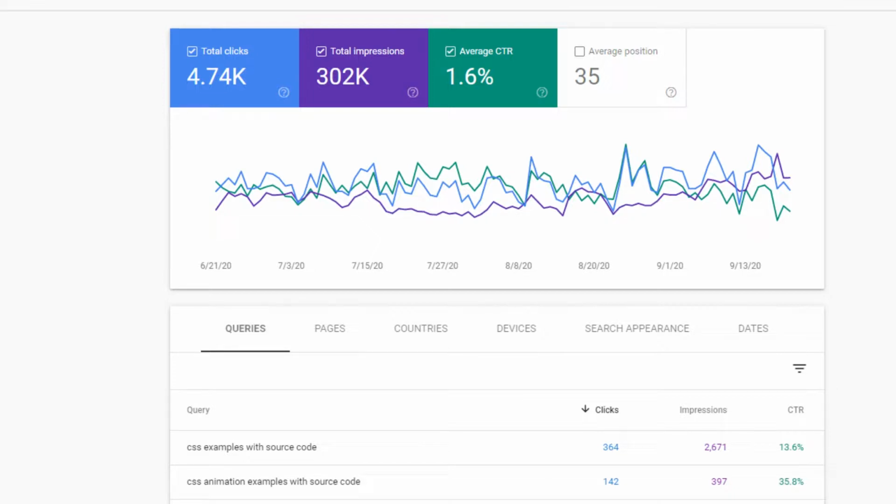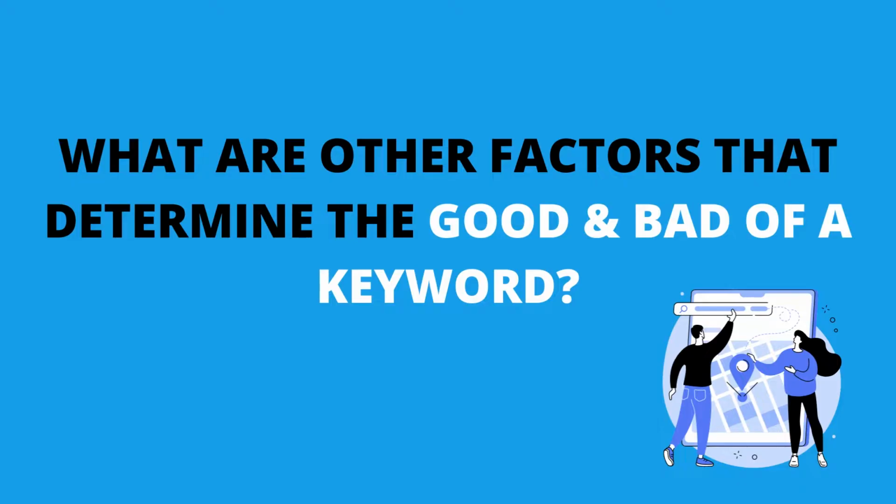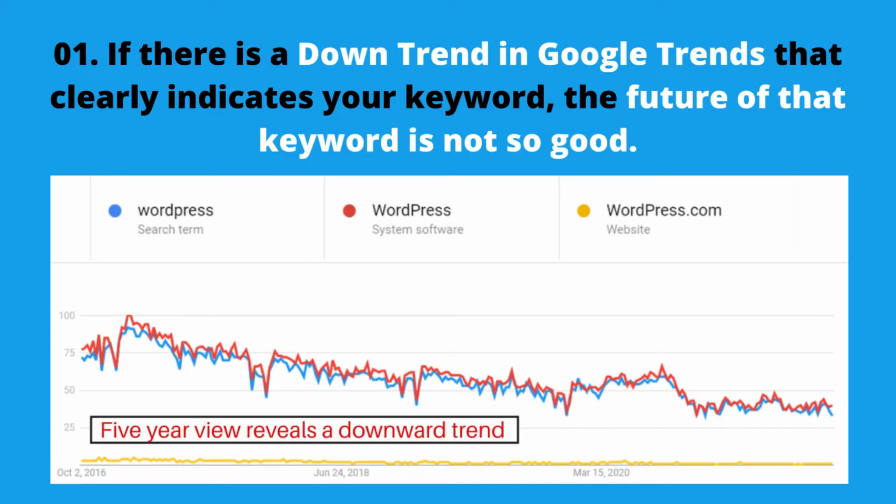Now let's get off this SEO tool story for a bit. After finding a keyword here, what other factors can you focus on to determine the good and bad of that keyword? After confirming the keyword, you can come a little further and find out how many people are interested in this keyword.